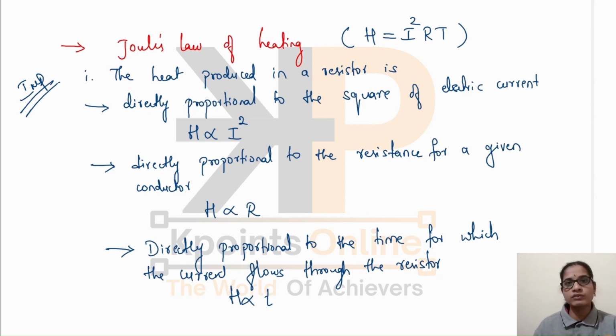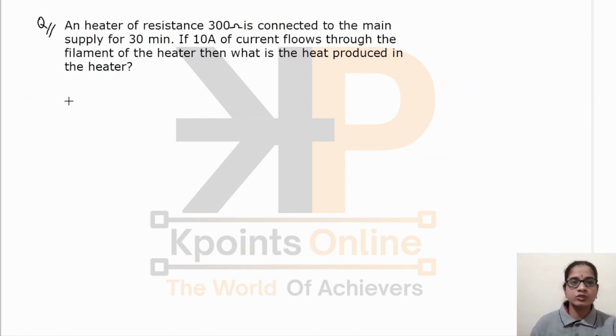The more the resistance to the flow of electrons, the more heat will be produced. And the more time for which electric current flows through this resistor, the more heat will be produced. This is all about Joule's law of heating. Let's see one question here.